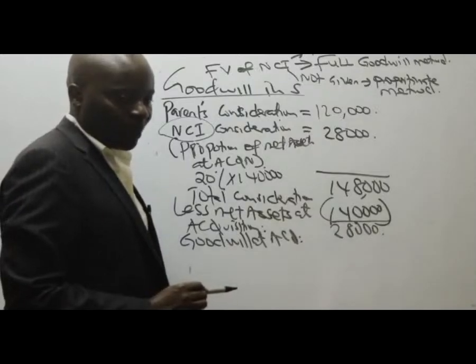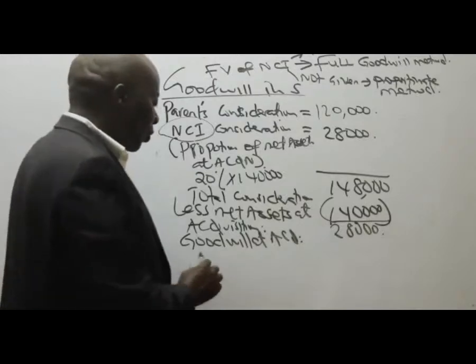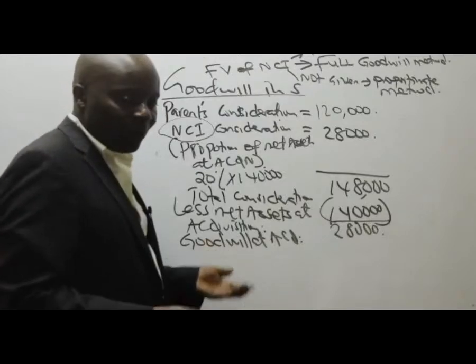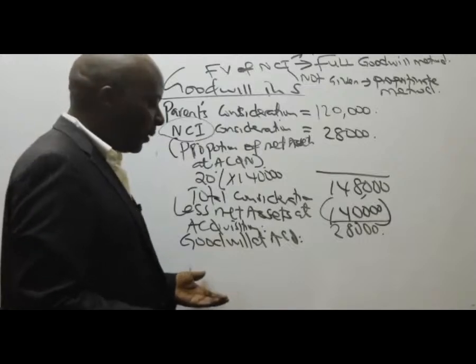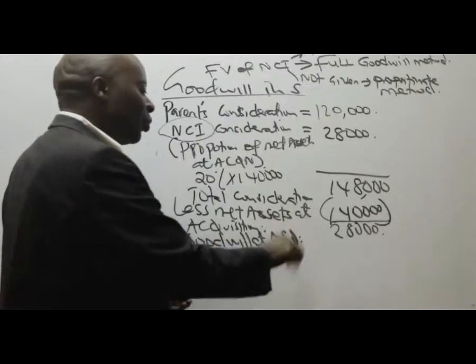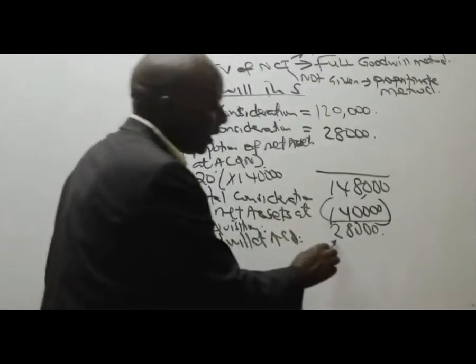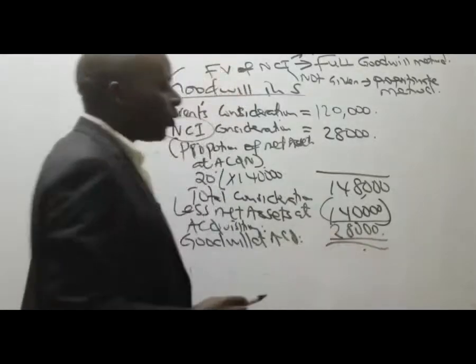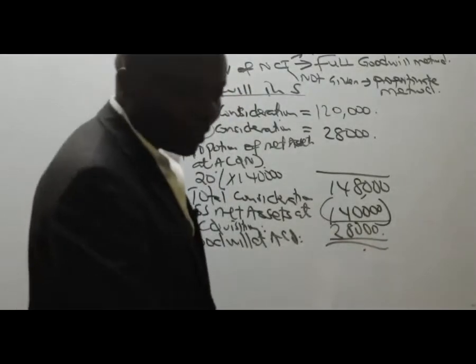Of 28,000. All right. And then we have, of course, any impairment. There were no impairments. So this automatically also becomes the goodwill at reporting. So I can come and double underline this.